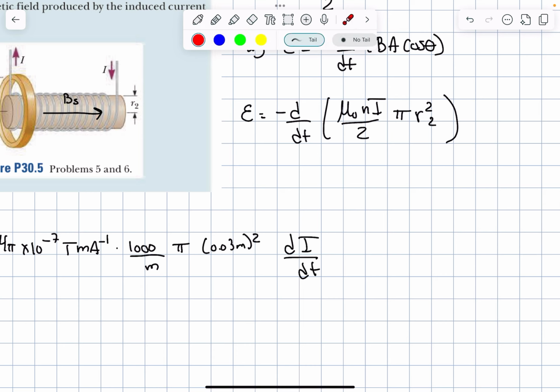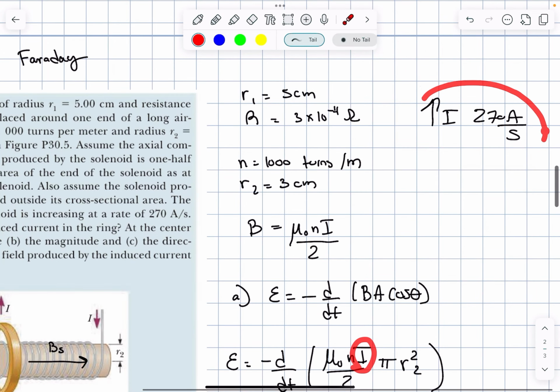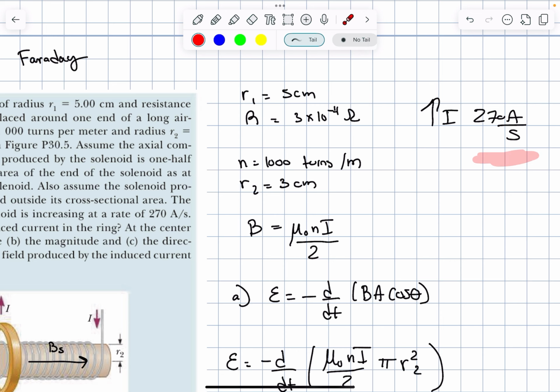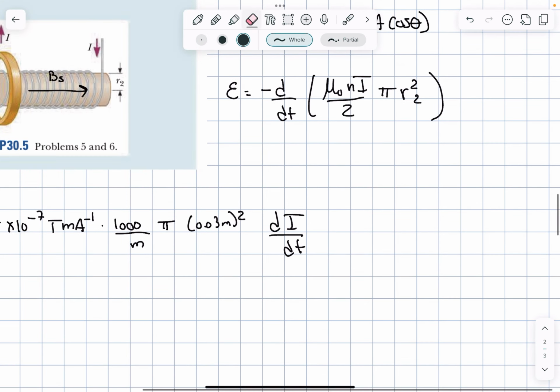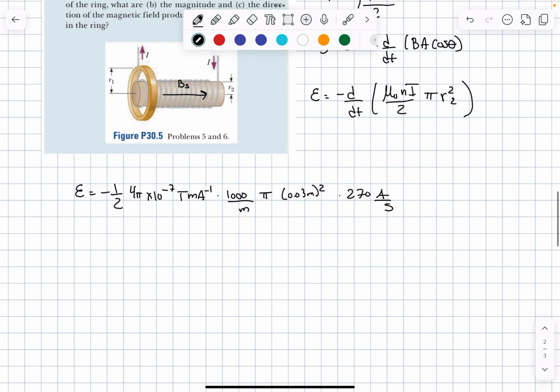All I did was take out all the constants, and then I said, okay, well, we're taking the derivative of I with respect to time. Now, luckily for us, we're given what the derivative of I is with respect to time. It's 270 amps per second, right? That's this change. So here we say times 270 amps per second. Multiply all these numbers together, and we get the EMF is equal to negative 4.8 times 10 to the negative 4 volts.